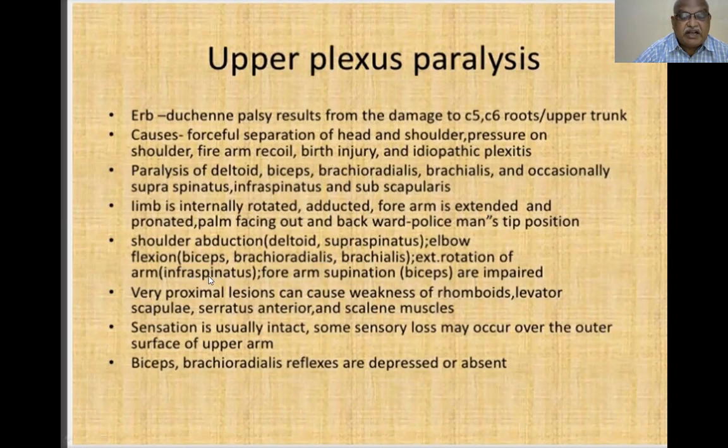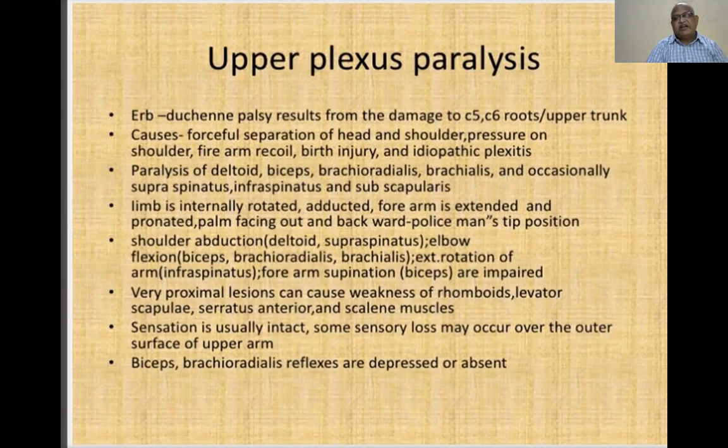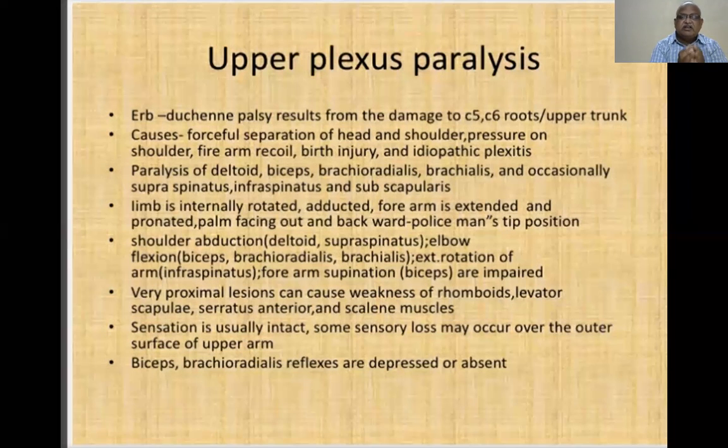External rotation of the arm, because infraspinatus is responsible for lateral rotation. So external rotation is lost and internal rotation dominates. Forearm supination, biceps are impaired. So this is the muscle and its action on the shoulder joint and others. If the upper plexus is paralyzed, that action is lost. That is the explanation given in the document.